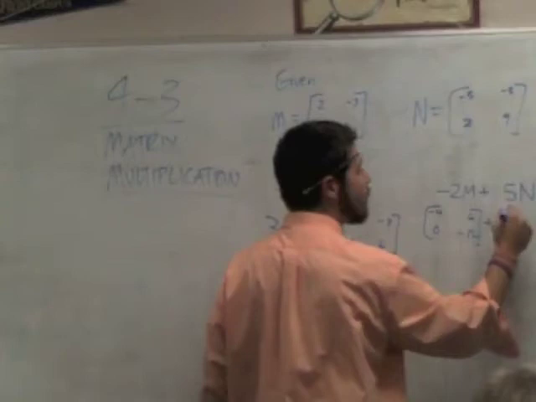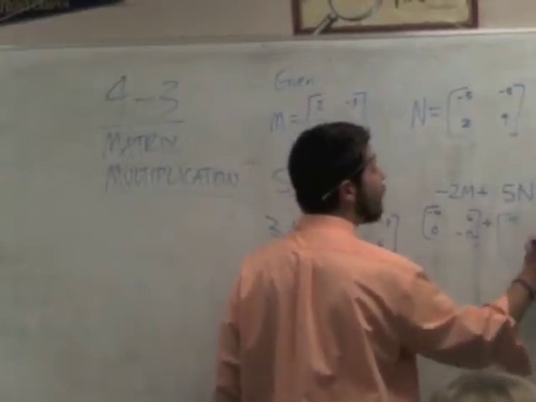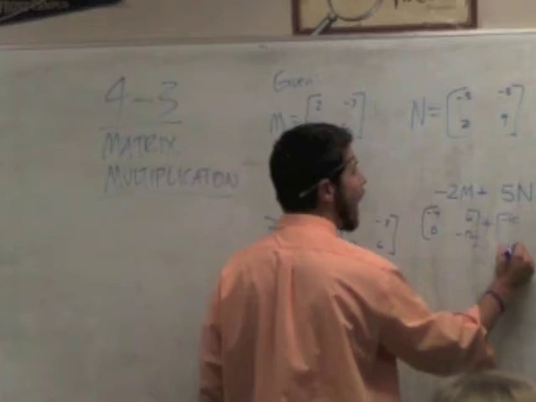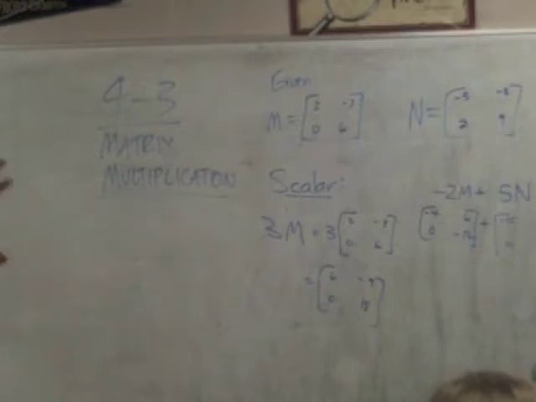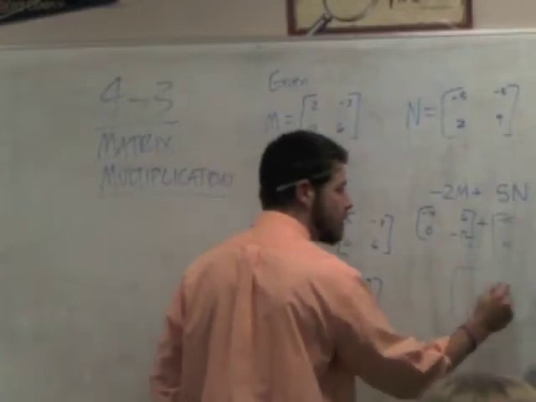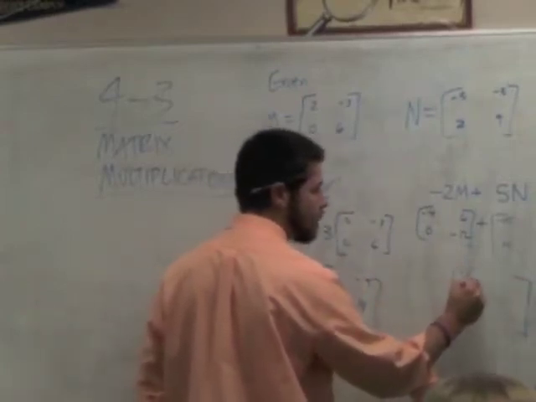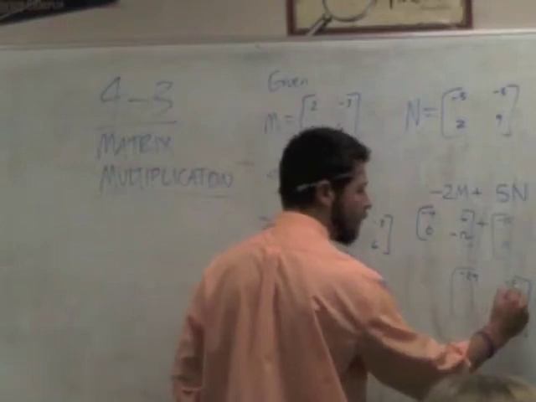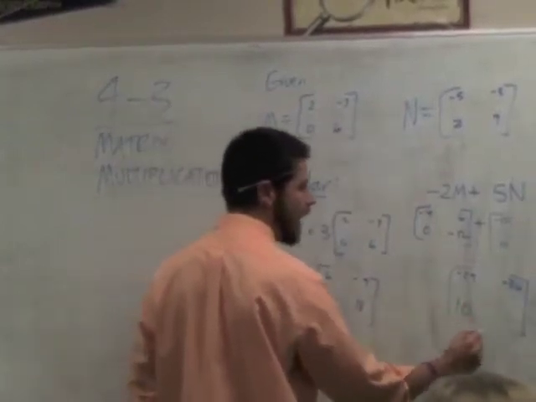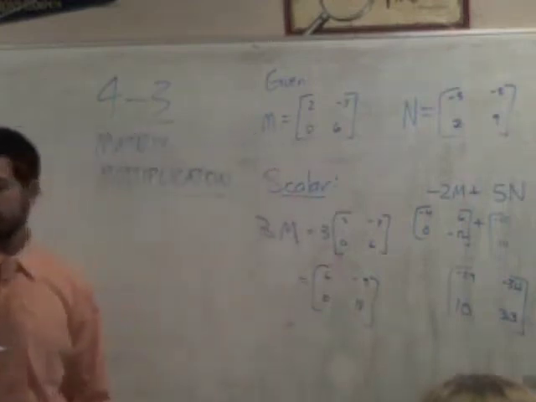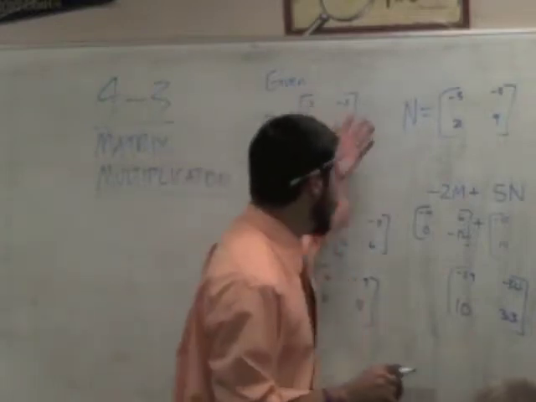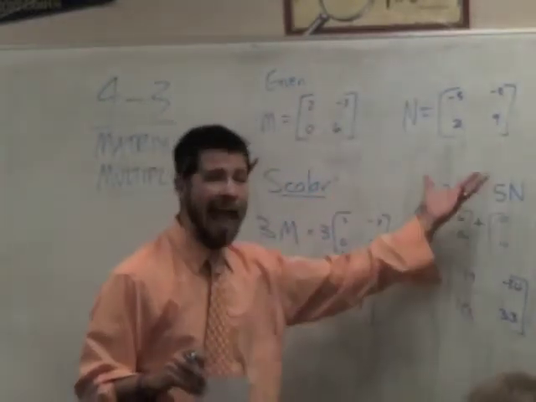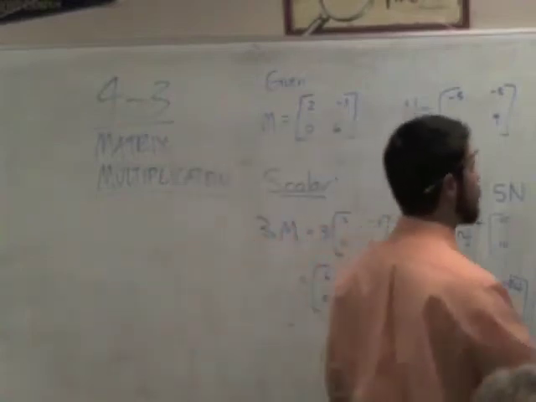5N is going to be -25, -40, 10, and 45. Now, we have our scalars, right? A -2 and a 5. These can be added together. Remember corresponding elements. So my final answer would be -29, -34, 10, and 33. Fair enough? Okay. Nothing too bad here. Multiply all your matrices by their scalars and they can be added or subtracted together if the dimensions are the same.